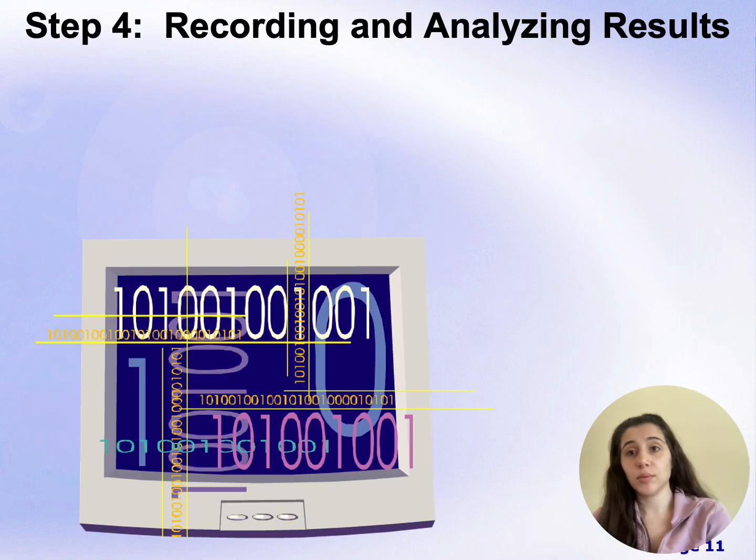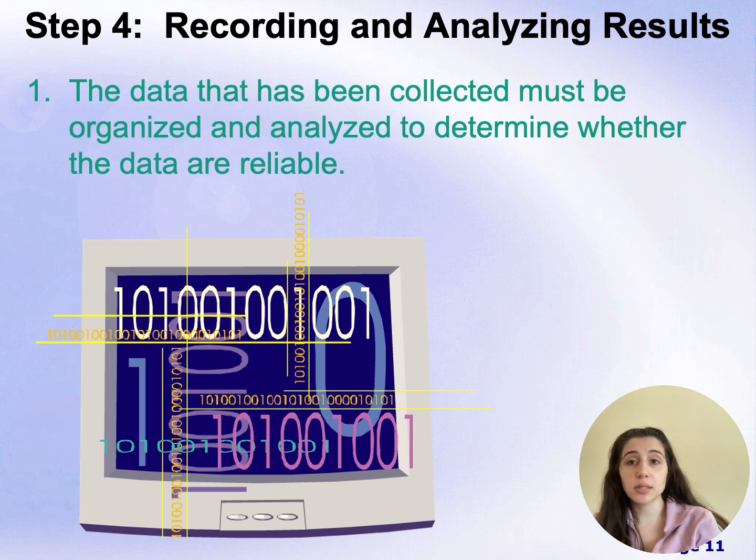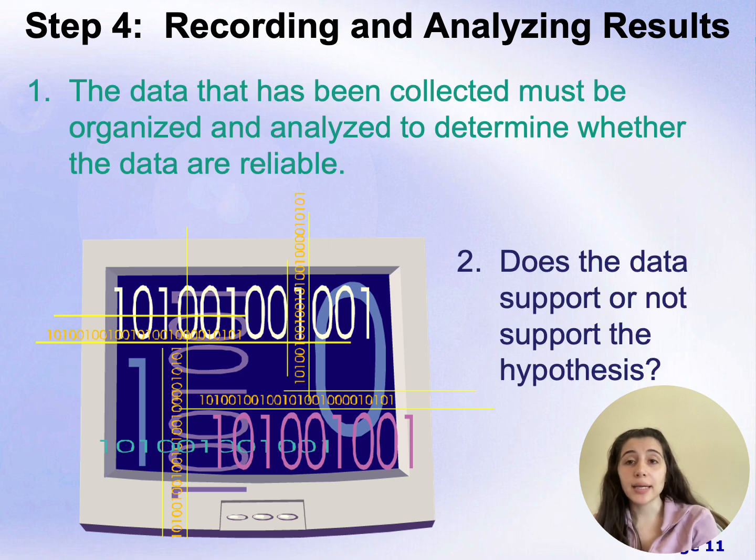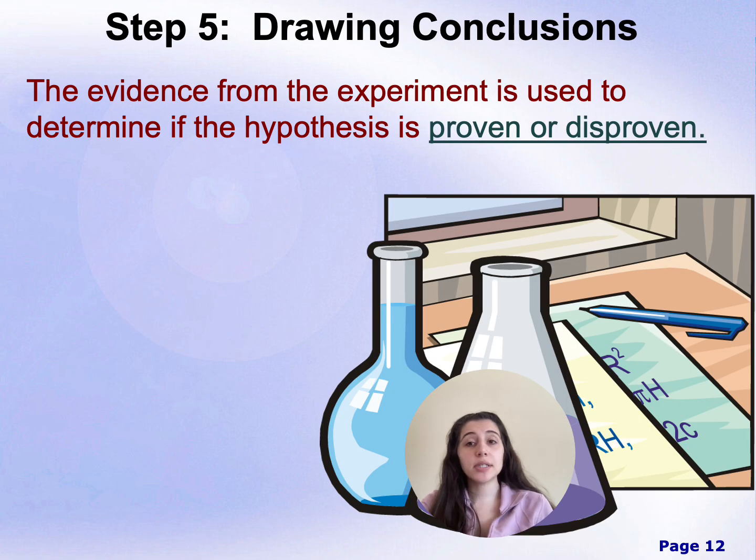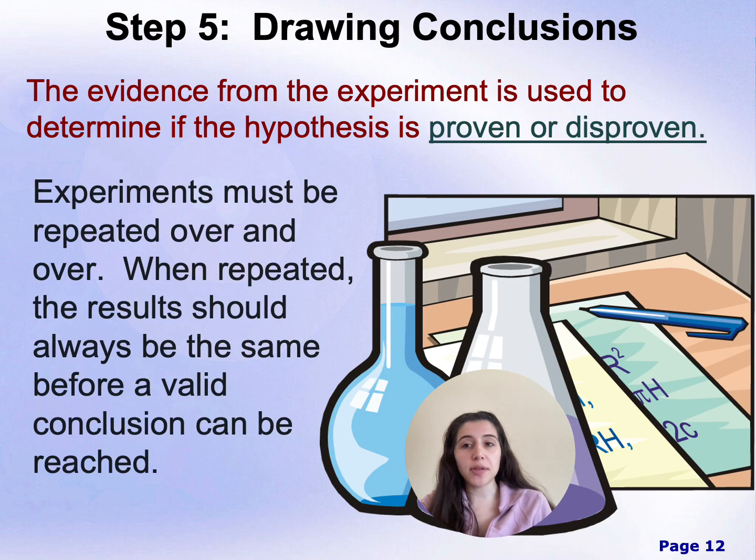Step 4, recording and analyzing results. Once you collect your data, you need to organize it, usually in tables or graphs, and look for patterns. Does your data support the hypothesis or not? Then comes the conclusion. Was your hypothesis right? Keep in mind, experiments often need to be repeated many times before we can be confident in the results.